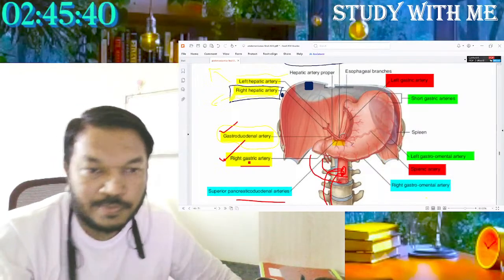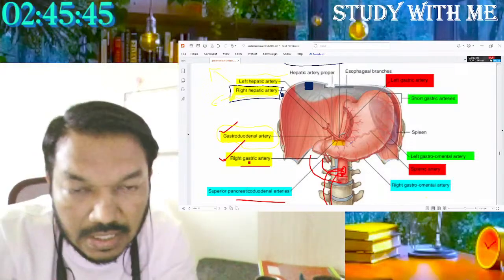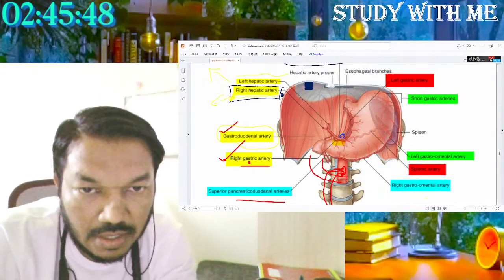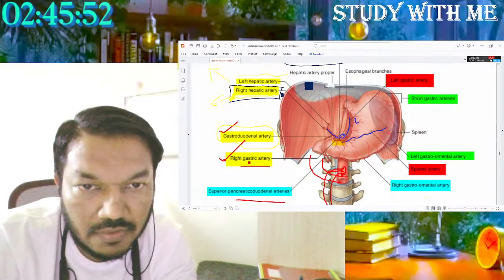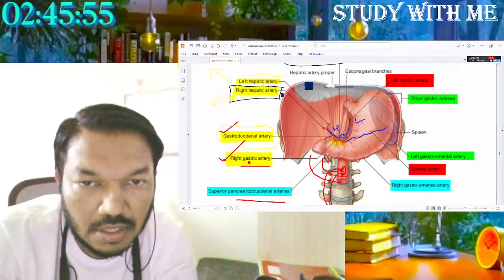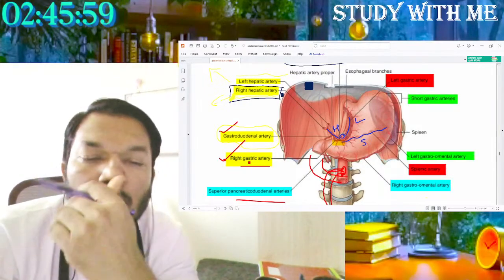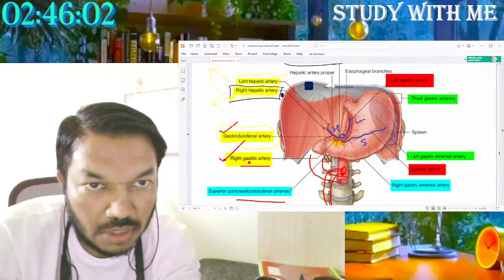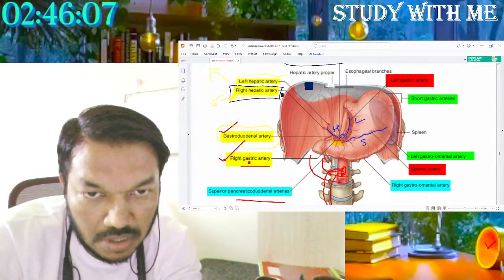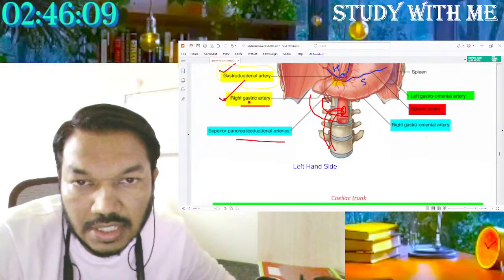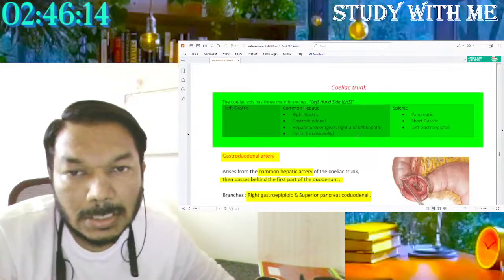Stomach blood supply, you have to study very nicely. This is the celiac trunk. From the celiac trunk, the main branches are the left gastric, hepatic, and splenic. This is the main source of blood supply of the stomach. The left gastric again divides into an esophageal branch and comes down.